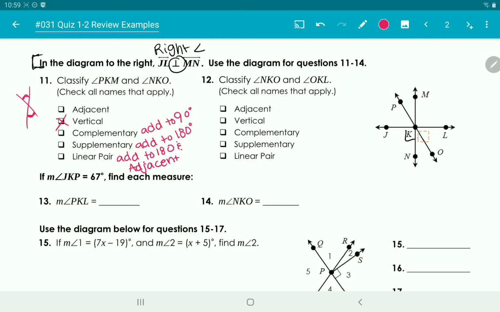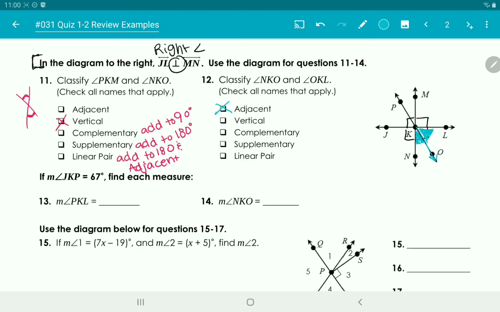So we'll go ahead and redraw those 90-degree angle marks because these are still 90-degree angles. And then we can look at the next one, and I'll use blue for it. So we're looking at NKO again, so this one, okay? And OKL. So we're looking at this angle next, right next to it. Okay, so adjacent means they share a side and they're right next to each other. They are right next to each other and they share ray KO, so they are adjacent.